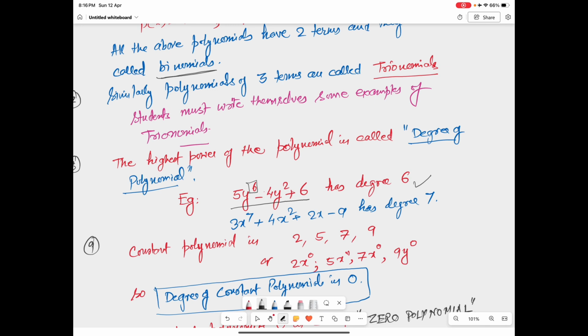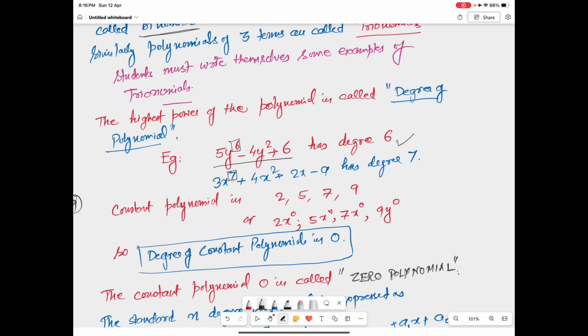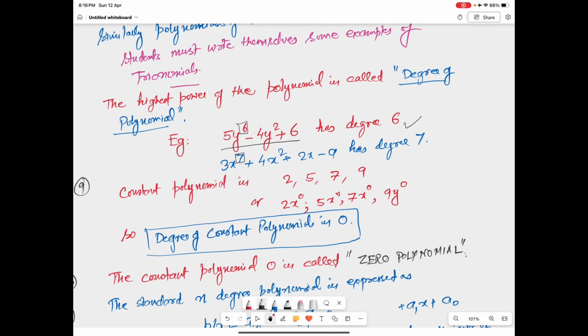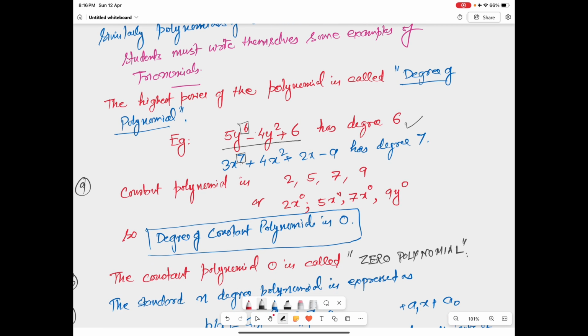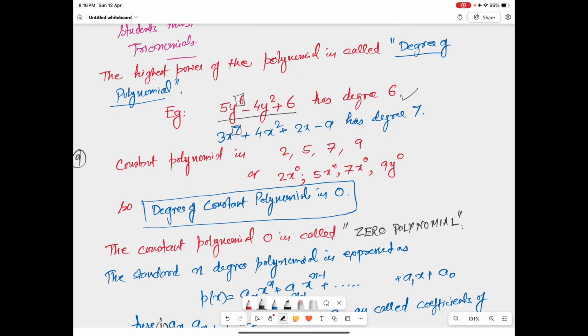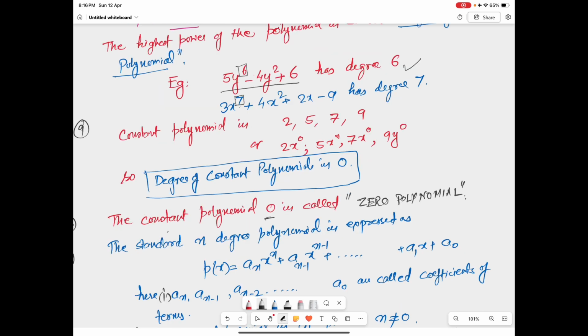So we call the degree of the polynomial 6. In the second example, the highest exponent is 7 in the term. So the exponent of the term with the highest exponent is called the degree of the polynomial. Now a constant polynomial, I can write 2x to the power 0, 5x to the power 0 or 9y to the power 0. So the constant polynomial has degree 0. This you should remember. If there is the number 0, then it is called a zero polynomial.